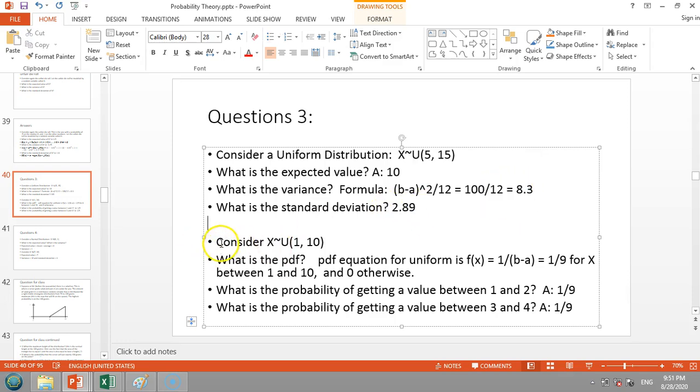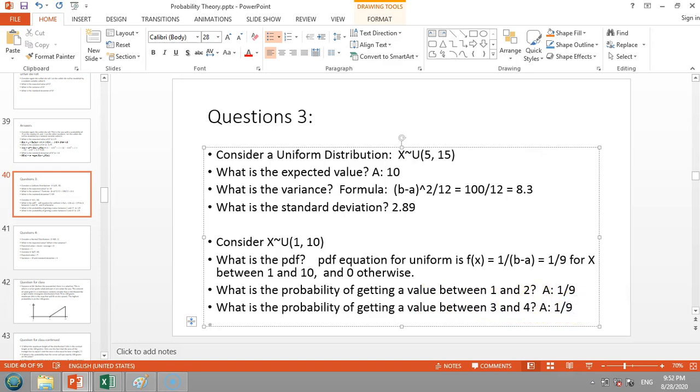Consider a uniform between 1 and 10. What is the PDF? The PDF equation for uniform is f of x equals 1 divided by b minus a. So 1 over 9 for x between 1 and 10 and 0 otherwise. So it's 1 over the base. The base here is between 1 and 10, so it's a length of 9. And 1 over 9 for x. What is the probability of getting a value between 1 and 2? Well, they're 1 unit apart, so it's 1/9. 3 and 4, the same.